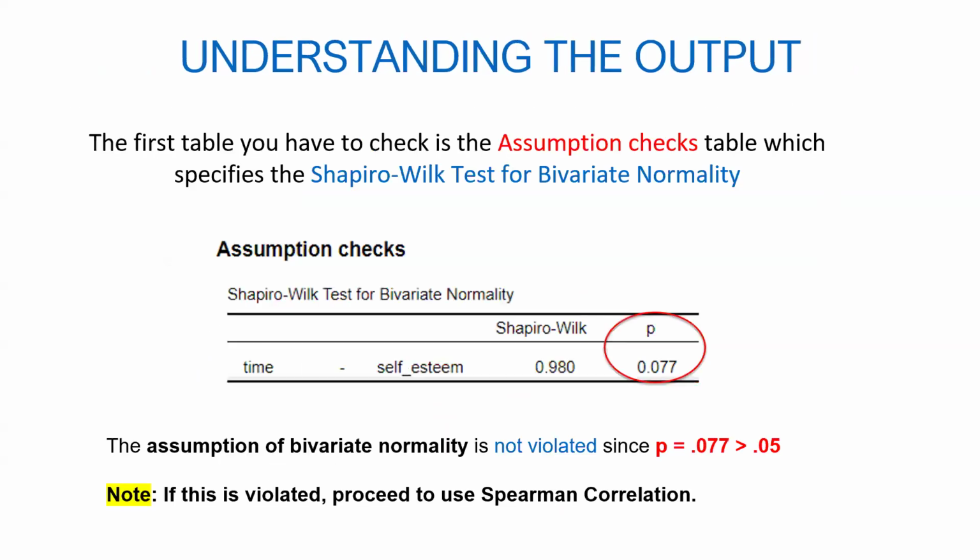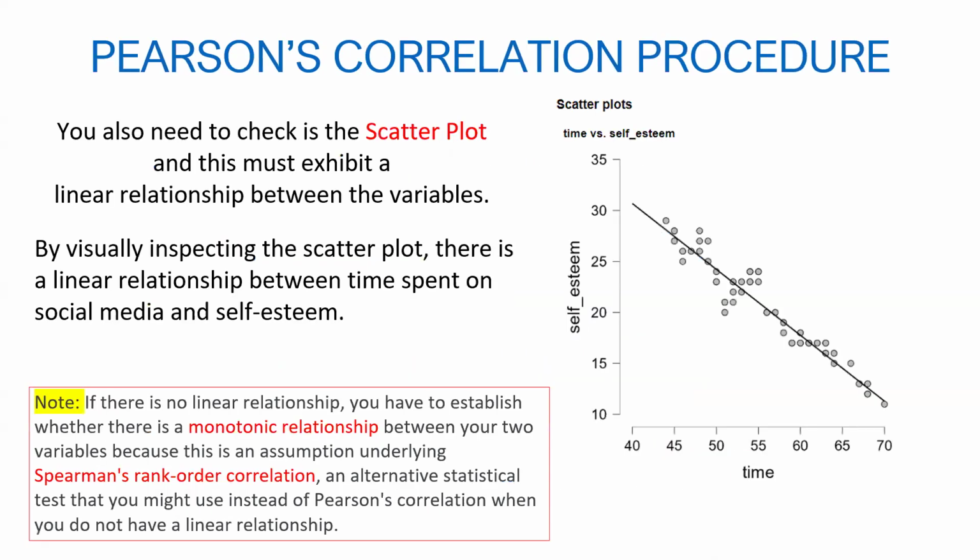Now, the first table that you will have to check is the assumption checks, which involves the Shapiro-Wilk test for bivariate normality. We will know that there is no violation of the assumption of normality when the p-value is greater than 0.05. What we have here, the p-value is 0.077, which is indeed greater than 0.05. Hence, the assumption of bivariate normality is not violated. If this is violated, you may proceed to use the Spearman correlation, which I'm also going to demonstrate in a while.